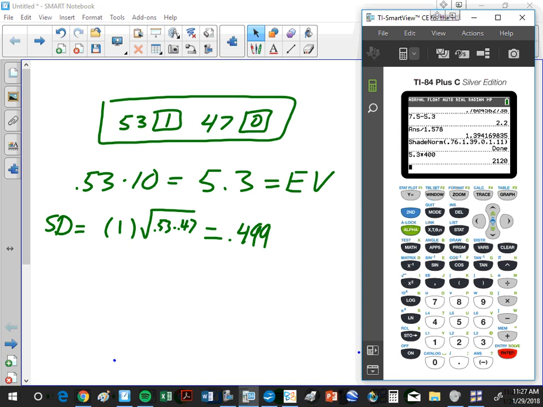So give or take how many? Well, the SD of the box times the square root of the number of draws. So the square root of 400 is 20. So 0.499 times 20, give or take 10.